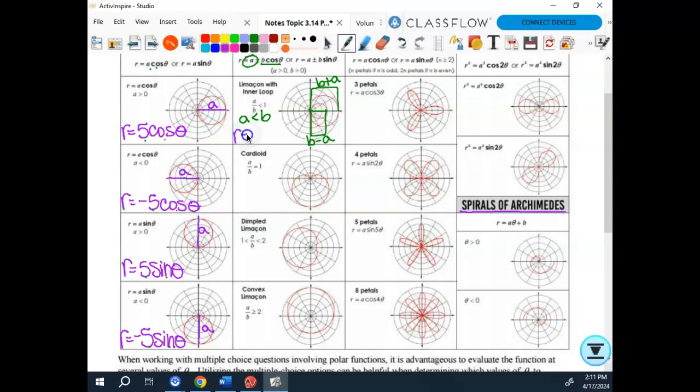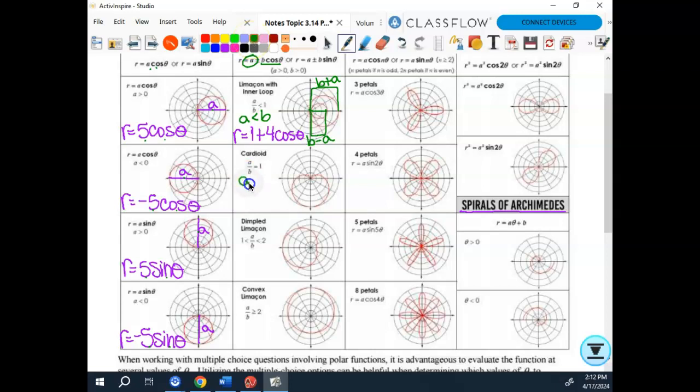So R is equal to, so I need two numbers that are going to subtract to give me 3 and add to give me 5. So that's 1 and 4. So this is going to be 1 plus 4, and we already decided that it is cosine theta. Okay? We good with that? All right, so that's when A is less than B.